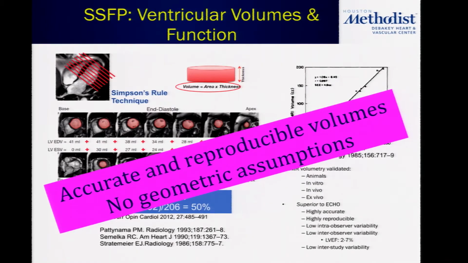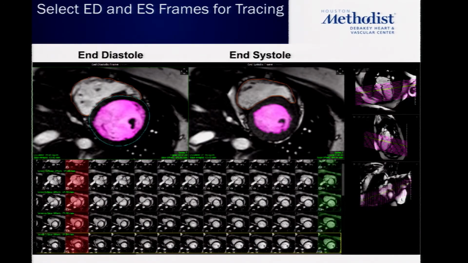And again, the advantage here is that there's no geometric assumption, so it really doesn't matter whether you have an altered geometry or shape of the ventricle. And then this is an example of how this is done in a clinical patient in our routine practice.